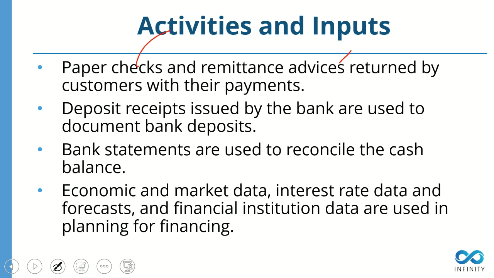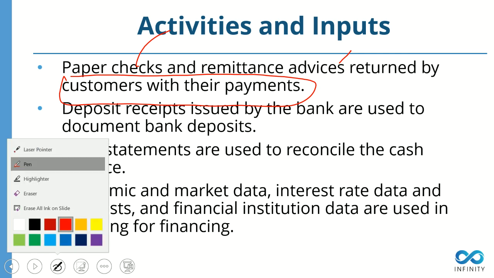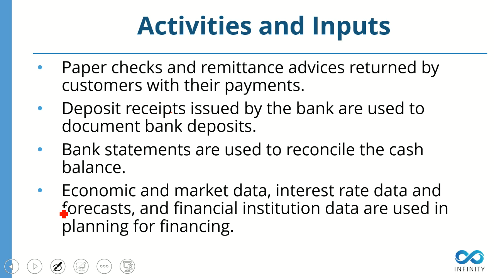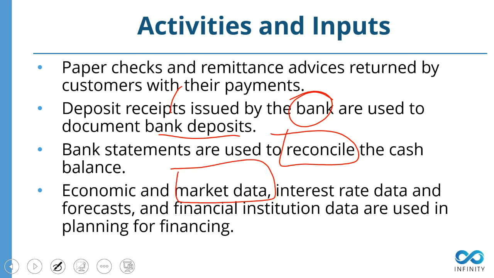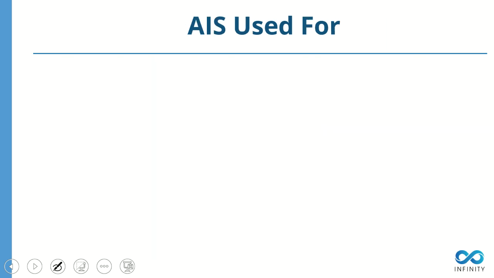So paper checks and remittance advices returned by customers with their payments. So how much your investors are making payment to the company. And deposit receipts issued by the bank that are used to document bank deposits. And reconciliation of the bank statement, and also economic and market data and interest rate data. All this can be retrieved or maintained using AIS.